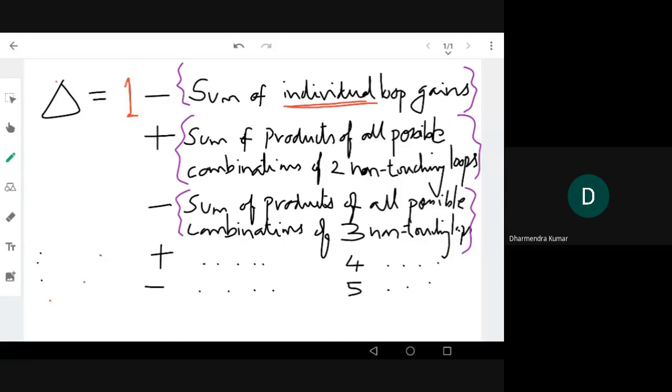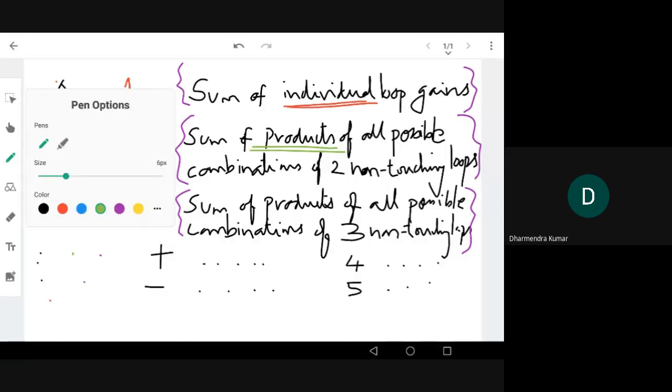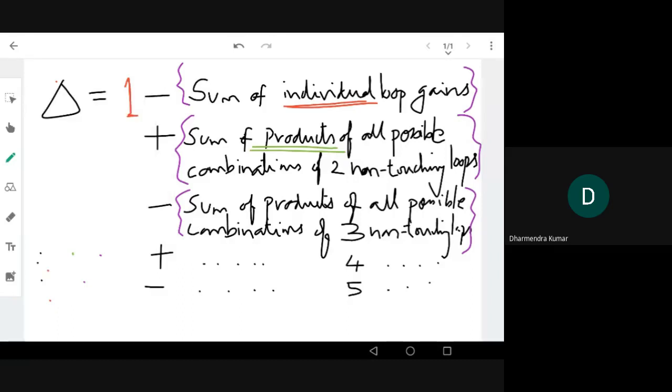Now we are taking the product, very important. Product of what? We are taking the product of all those loop gains, the product of all possible combinations of two non-touching loops, right? In the first step we took all the loops individually. Next we are taking the sum of the products of all possible combinations of two non-touching loops, or we can say non-touching loop gains.